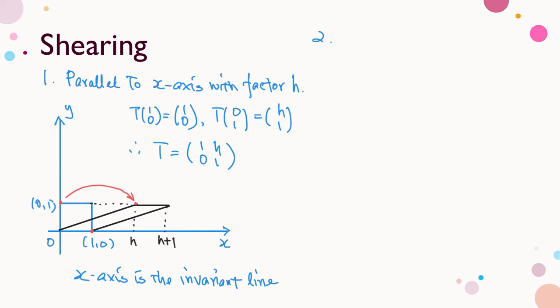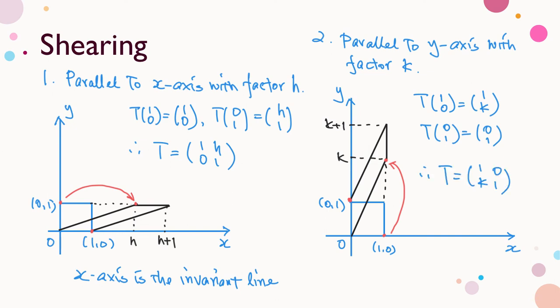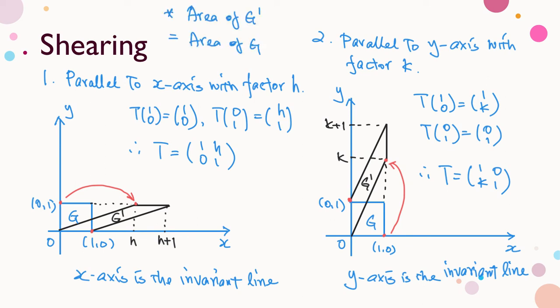2. Shearing parallel to the y-axis with factor k. In the diagram, (1, 0) is mapped to (1, k) and (0, 1) is mapped to (0, 1) under this shearing. Therefore, T is a lower triangular matrix and the y-axis is the invariant line. Note that G' and G are not similar, but the area of G' equals the area of G.